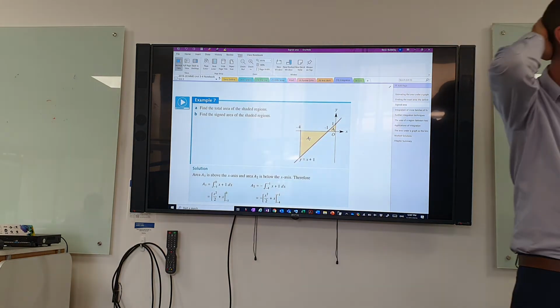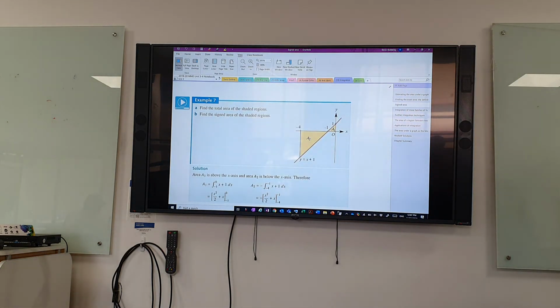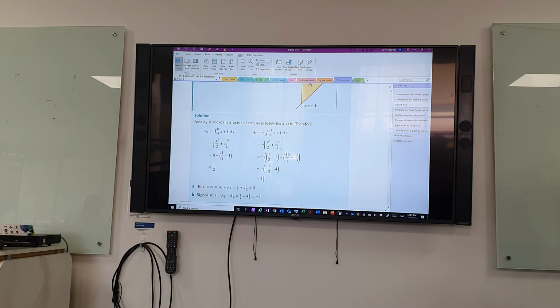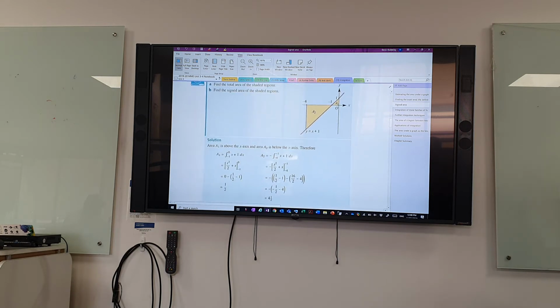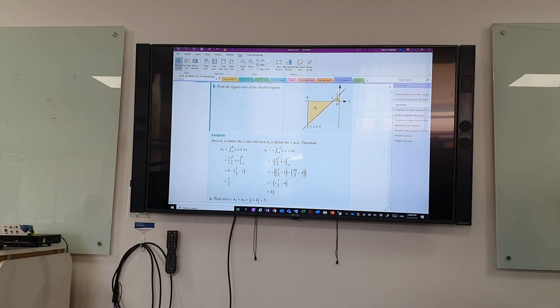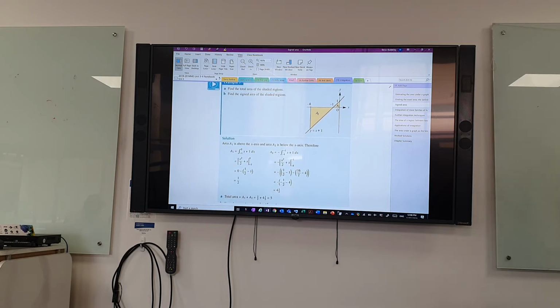Okay, so when you talk about positives and negatives, even something like that little triangle that goes into the negative area of the x-axis, is that still considered positive? Yeah, that's an area.